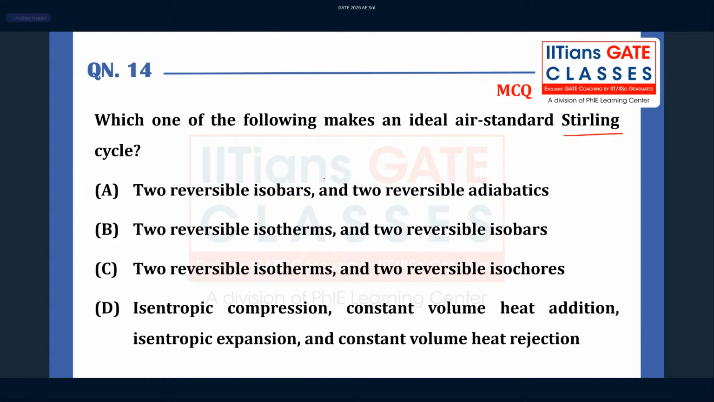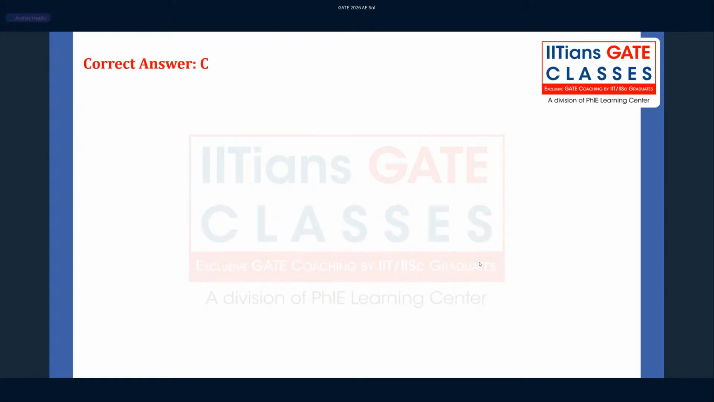With the given options, we have 2 reversible isobars and 2 reversible adiabatics. This is not correct. 2 reversible isotherms and 2 reversible isobars, this is also not correct. And 2 reversible isotherms and 2 reversible isochores, yeah, this is the one, right? So 2 reversible isotherms and 2 reversible constant volume processes. This is what an ideal Stirling cycle means.